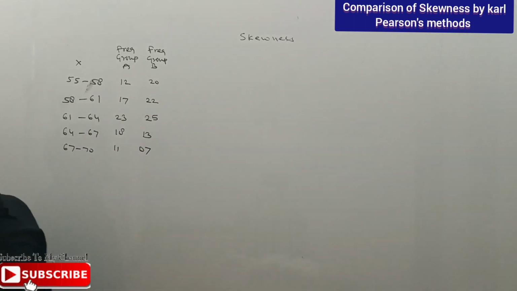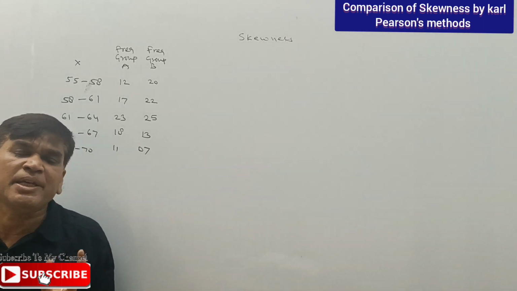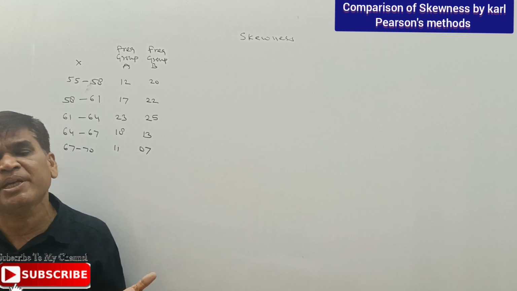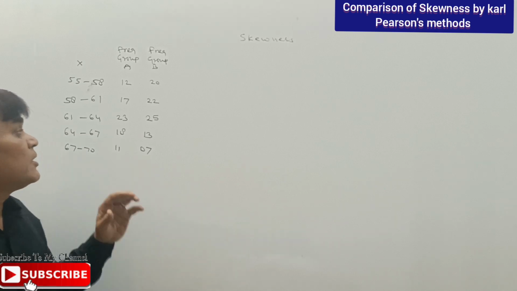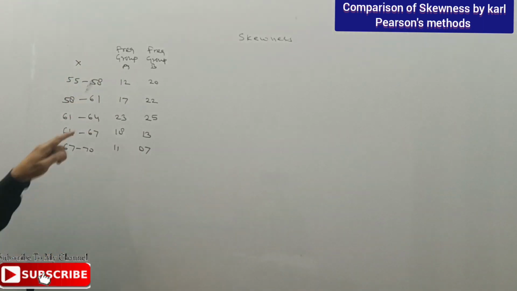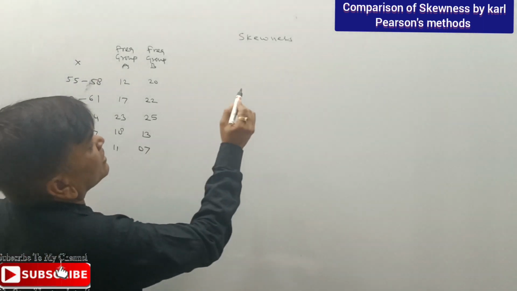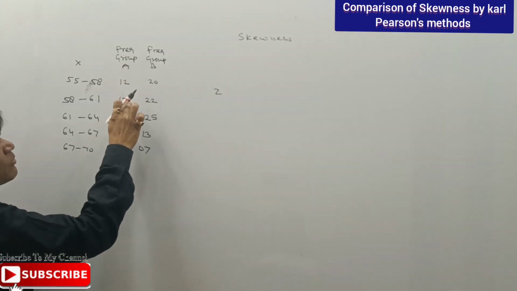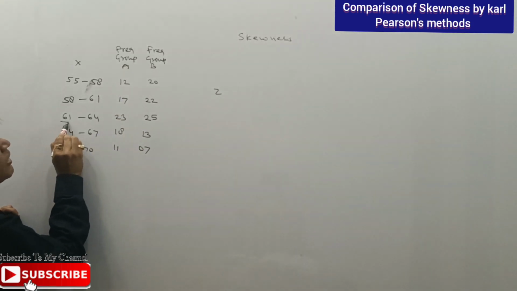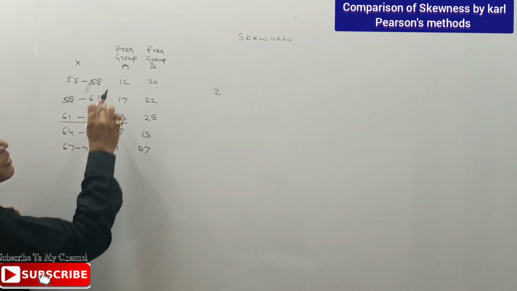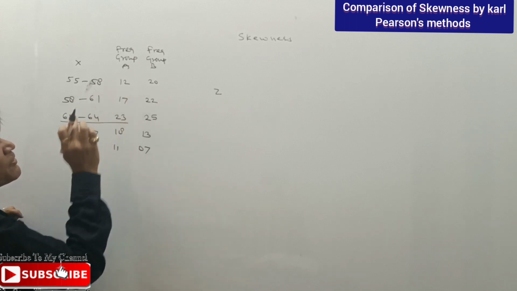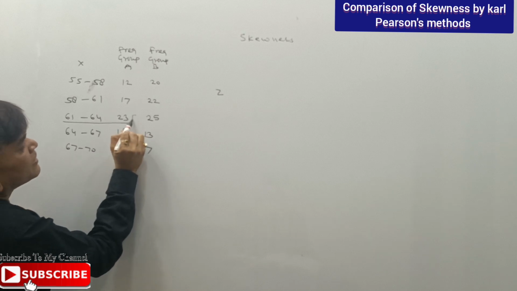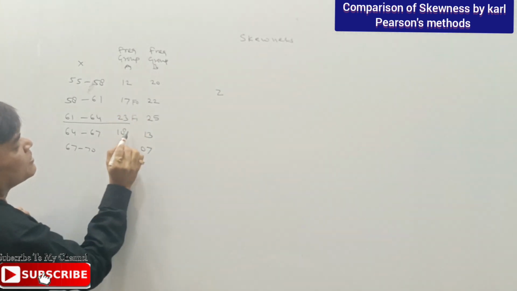First we will calculate the skewness of group A. Later we will calculate the skewness of group B. Then we will compare them. For group A, first we calculate the value of the mode. By observation, the modal class lies between 61 to 64, because this has the highest frequency and the concentration of frequency is also higher here. So this will be our f1, with f0 and f2 on either side.